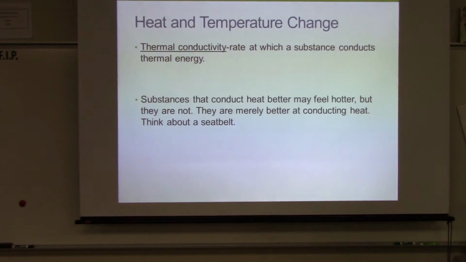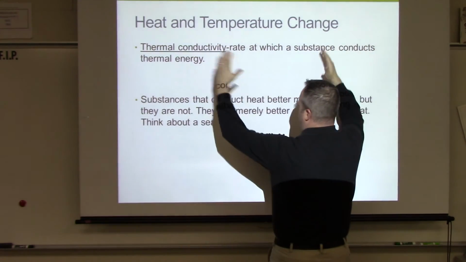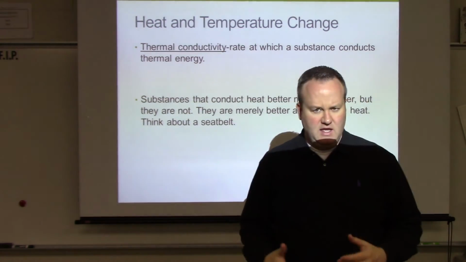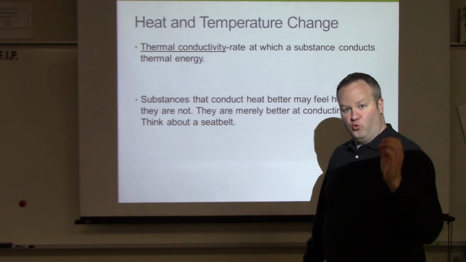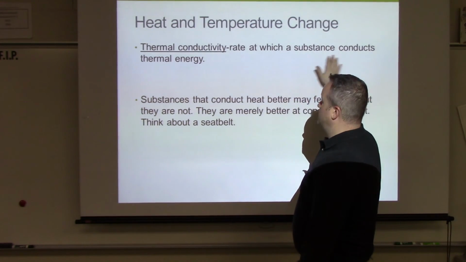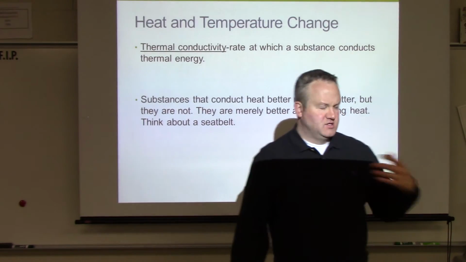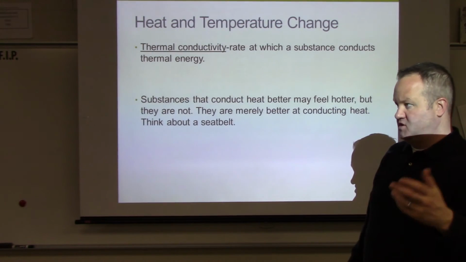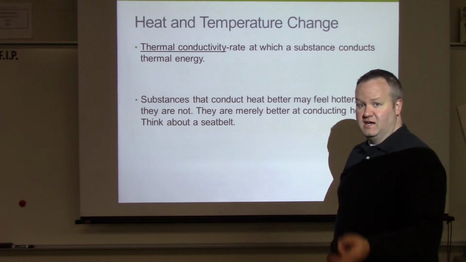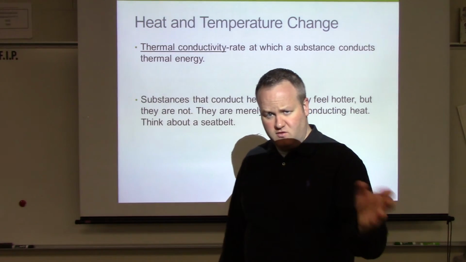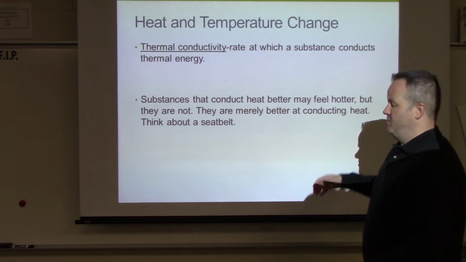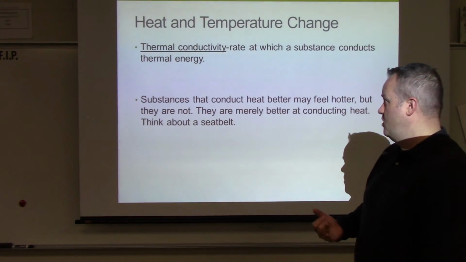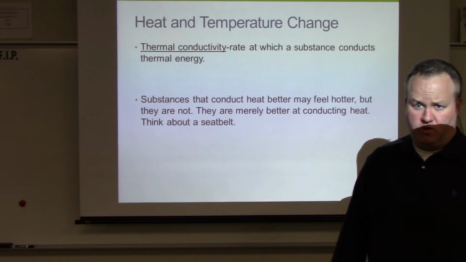So when we look at the changes of temperatures, okay, we have an idea called thermal conductivity. And that's essentially a way for us to describe the rate at which things are going to conduct thermal energy. Okay? So metals, glass, and similar objects will be very good at conducting thermal energy. So they're going to have a high thermal conductivity rate. Styrofoam, plastic, cloth, paper, cardboard, those things are going to have a very low thermal conductivity.